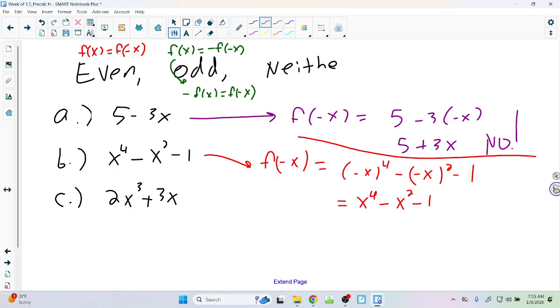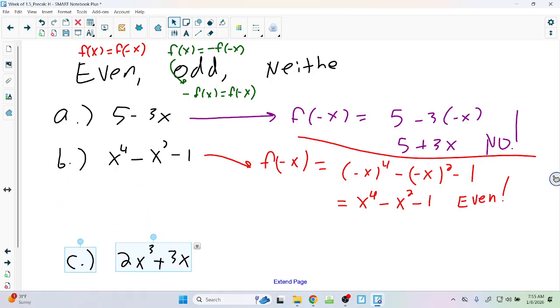So this is what we have. Do you see the red? Is it the same as the black? Yeah, it is, right? So this is even. And then we'll do the last one and move it down for you.